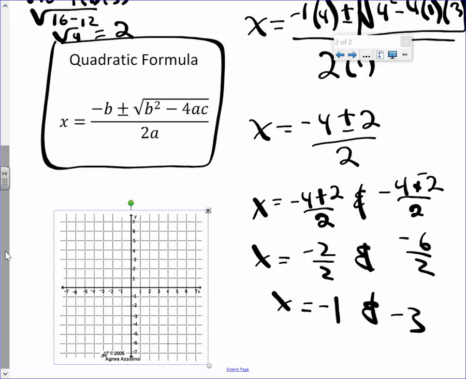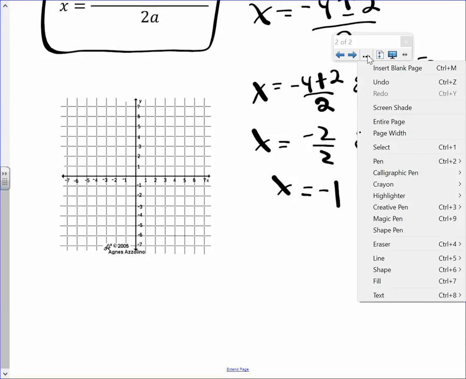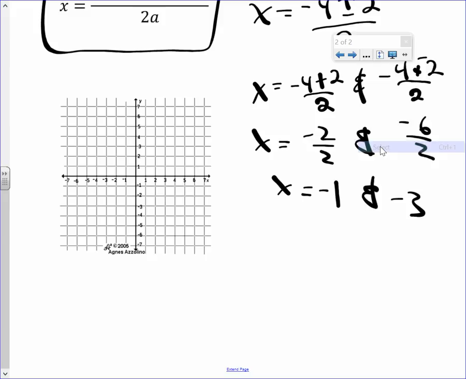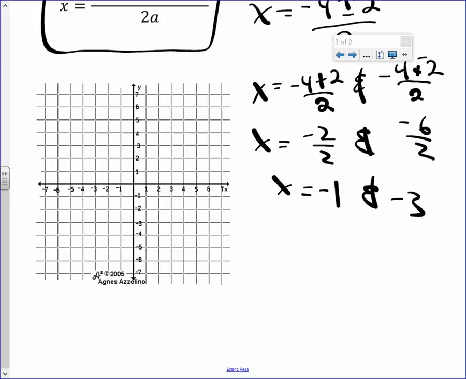So I'm plotting the x-intercepts. Question so far? All right, where does the parabola cross the x-axis? Well, it crosses it right here, -1 and -3. -1, -3, nice.